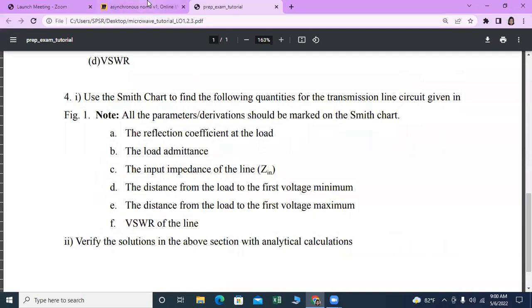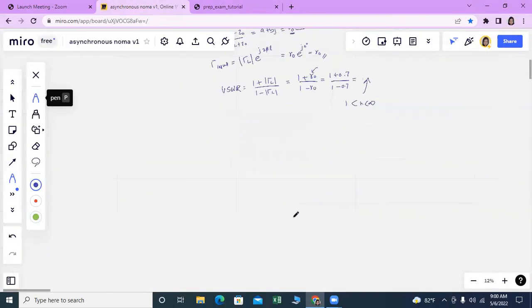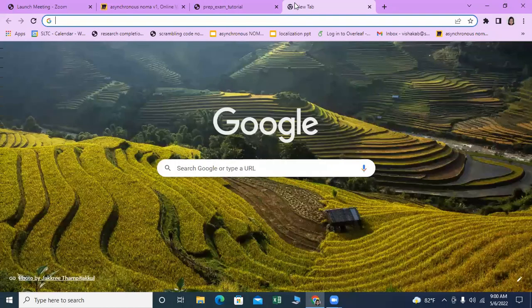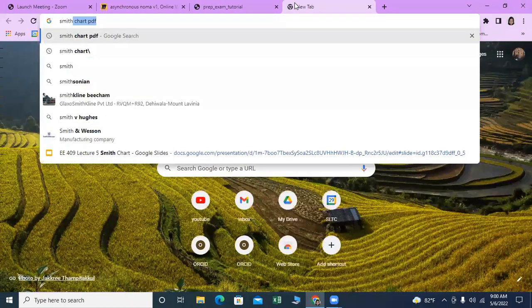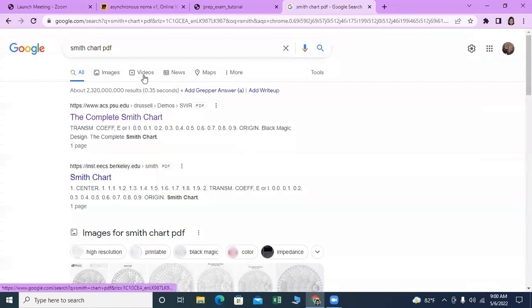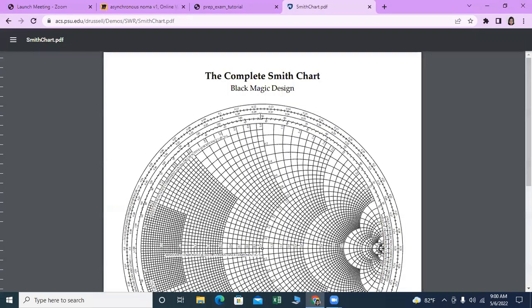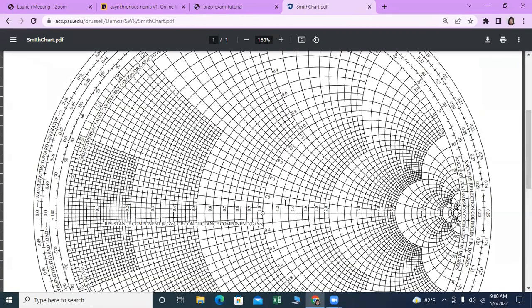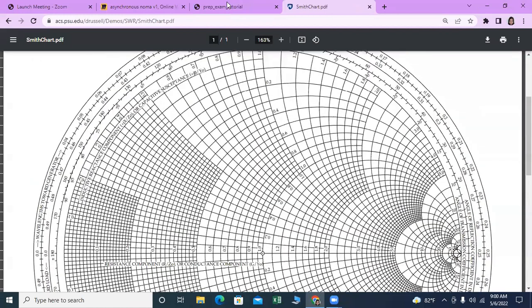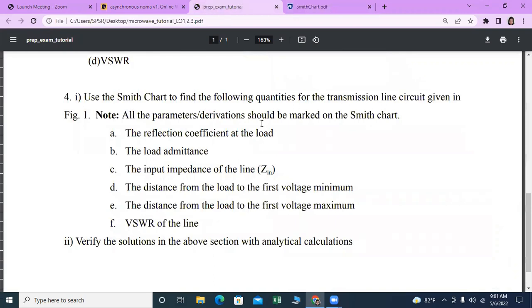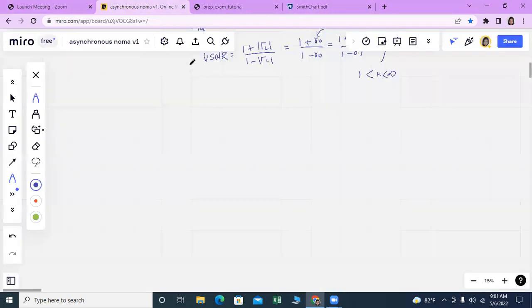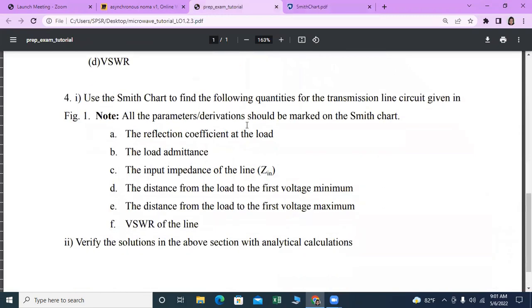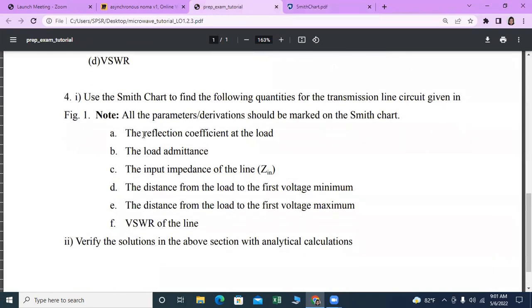This is about using the Smith chart. You can download the Smith chart from the website, Google, and then you can learn. You can observe the points in the Smith chart. When you want to find the point that is related to a certain load, you have to first normalize the load value, and then you have to point out the value in the Smith chart.